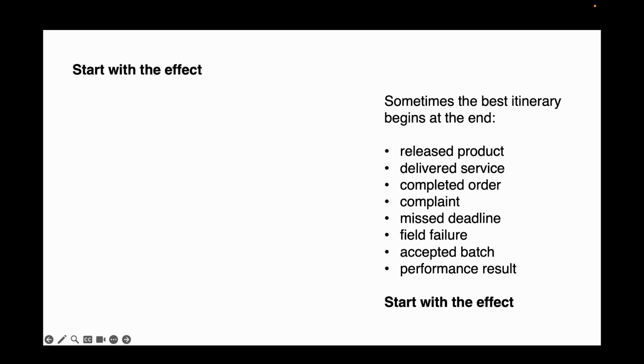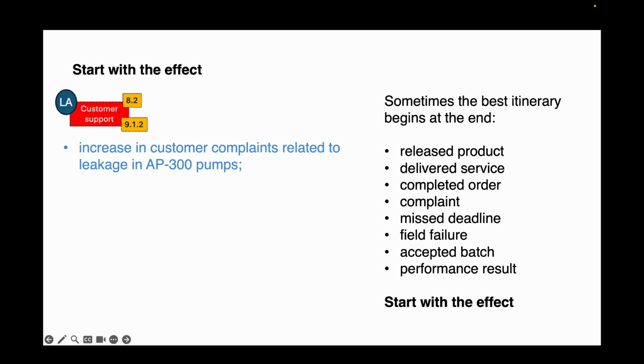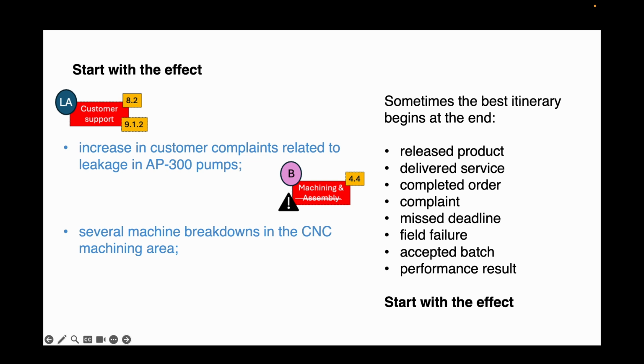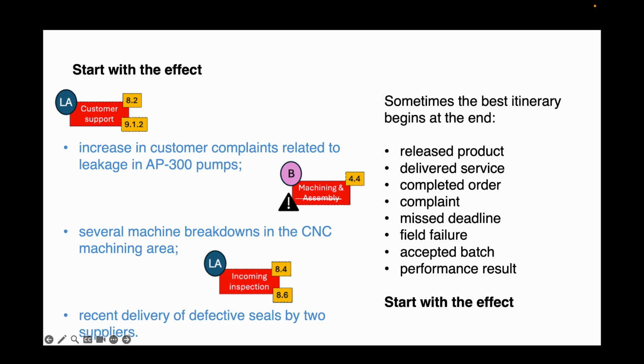So in the case of a recent complaint trend, I can start, for example, with customer support, getting information about the complaints. Machine instability can make me start at machining. A supplier defect can make me start at incoming inspection. These are not just problems. They are the starting points for the audit logic.